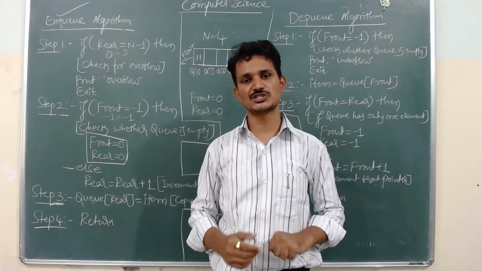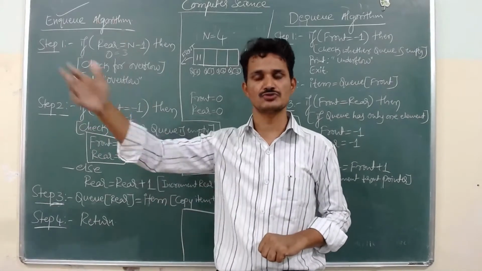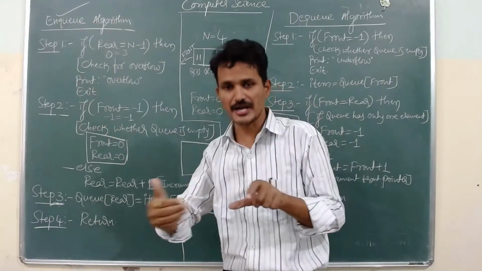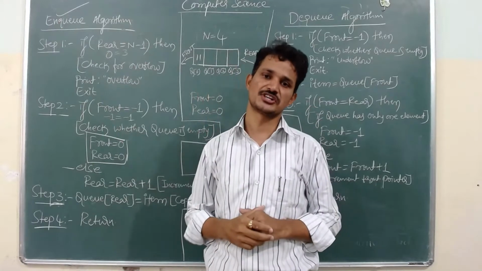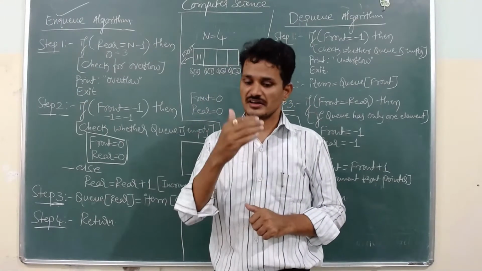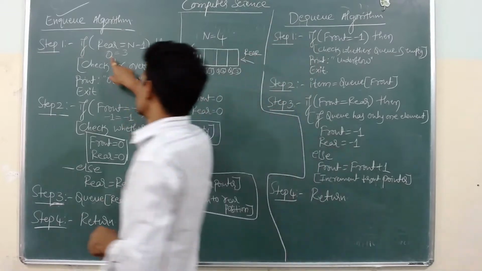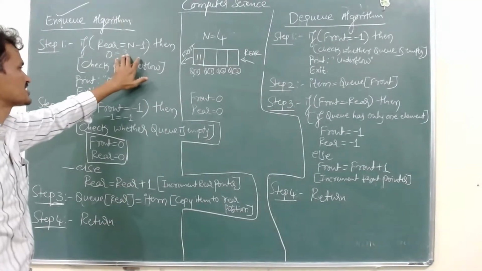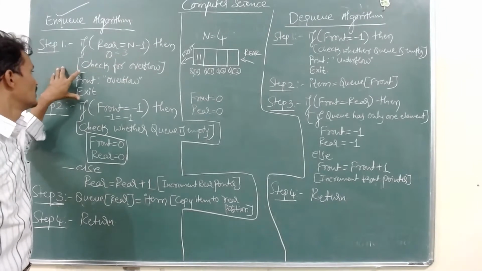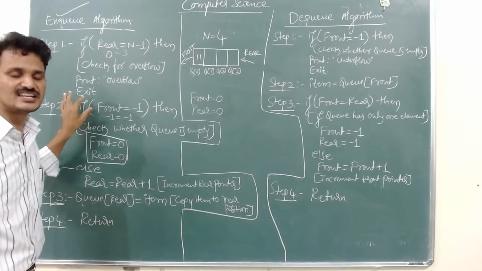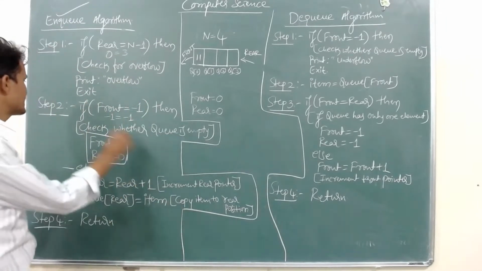Last time it was -1, this time 0, next time 1, next time 2, next time 3. Every time during the process of insertion, rear goes on increasing by +1. Now, 0 is equal to 3, condition false means I won't execute this print statement and this exit. Directly I'll go to step 2. Step 2, have a look at this.